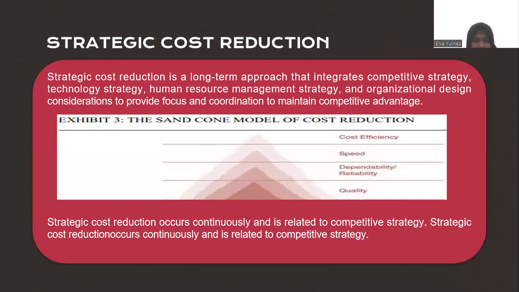Strategic cost reduction. Strategic cost reduction is a long-term approach that integrates competitive strategy, technology strategy, human resource management strategy, and organizational design considerations to focus profit and coordination to maintain competitive advantage. In Exhibit 3, the Sencon model of cost reduction: at the bottom is quality, in the middle are dependability or reliability and speed, and the top is cost efficiency. Strategic cost reduction occurs continuously and is related to competitive strategy.